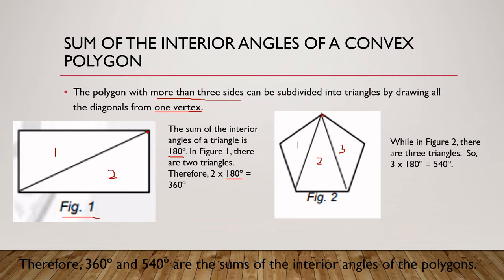While in figure 2, there are 3 triangles. So meron tayong 3 triangles. So we will multiply it by 180 degrees. So we have 3 times 180 degrees is equal to 540 degrees. Ito naman yung sum ng interior angles of figure 2. So therefore, yung 360 and 540 degrees are the sums of the interior angles of the polygons in figure 1 and figure 2.